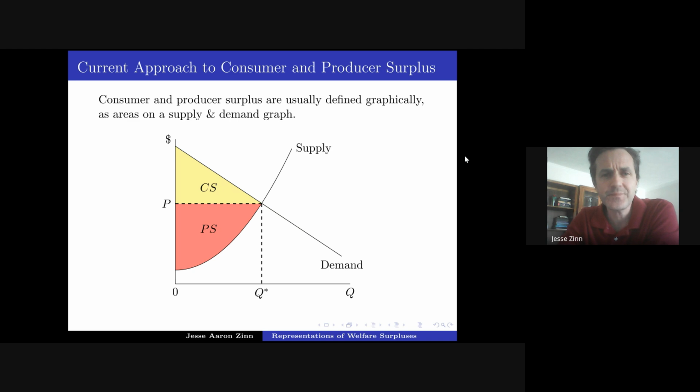As we all know, the way consumer and producer surplus are defined in a typical textbook is actually graphically. We define consumer surplus as the area below the demand curve and above the price, and producer surplus as the area below the price and above the supply curve, both up to the quantity, either quantity demanded or quantity supplied.